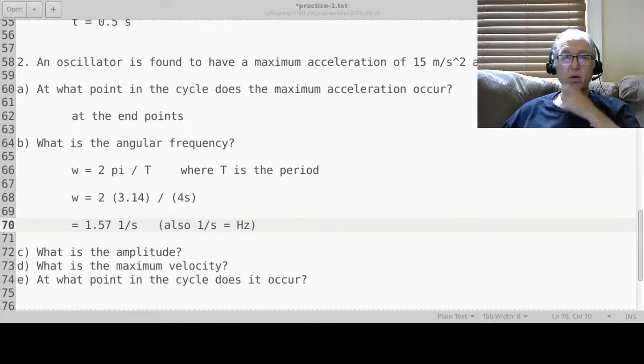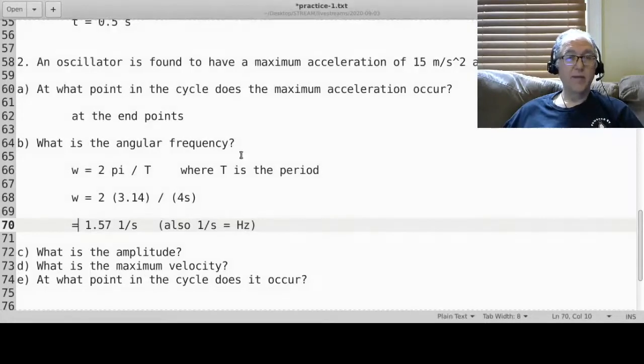Okay, now what is the amplitude? At this point you go, how in the world can I get the amplitude? If you know the angular frequency, and you know any one of the three maxima, you can calculate the other two. So what are the three maxima? Maximum displacement, amplitude, which is what I'm asking for here, maximum velocity and maximum acceleration. I want to calculate the amplitude. It can be expressed in terms of the maximum acceleration.